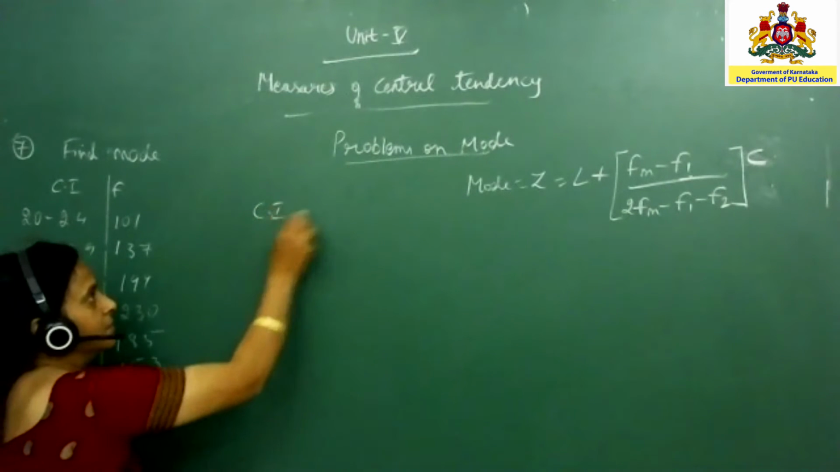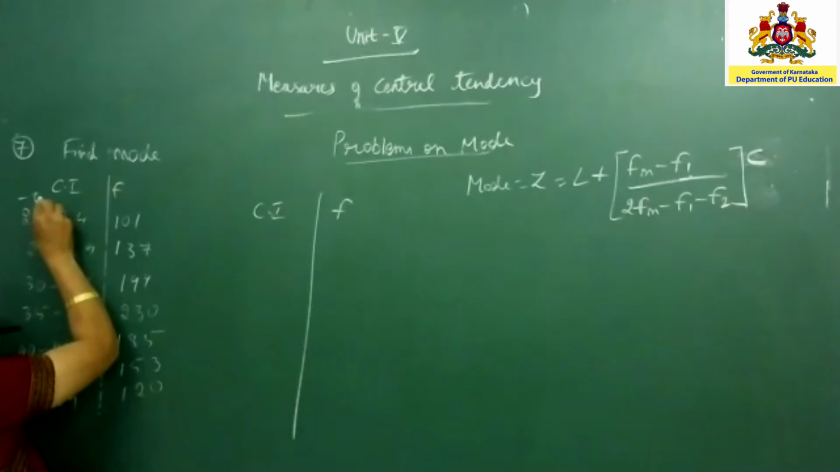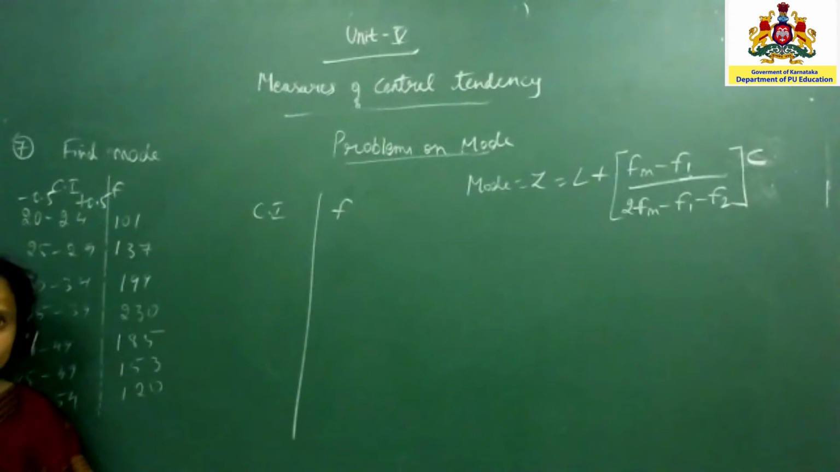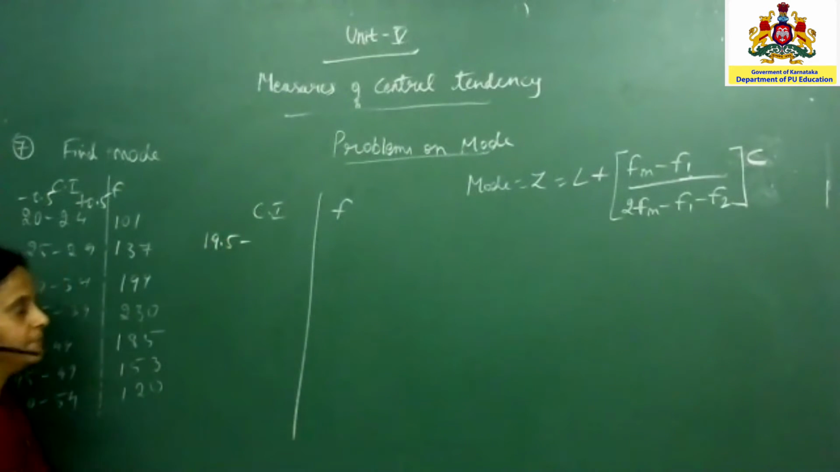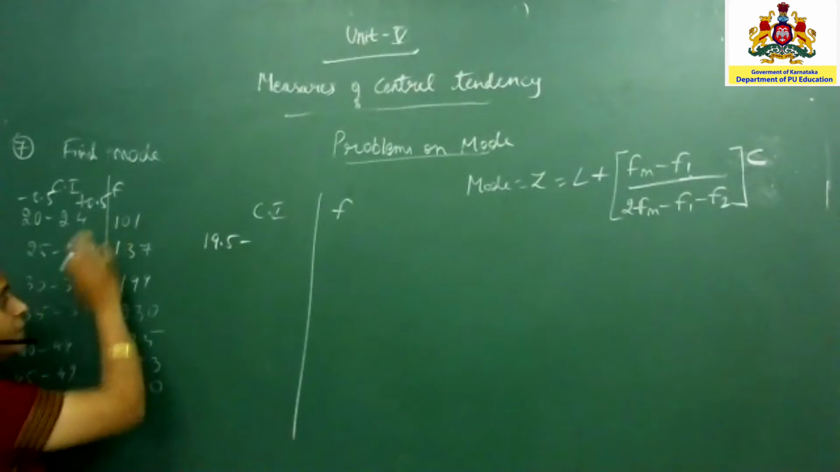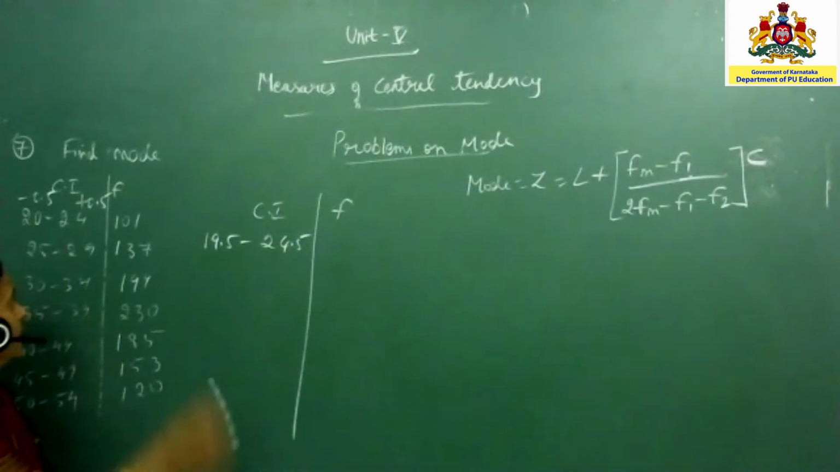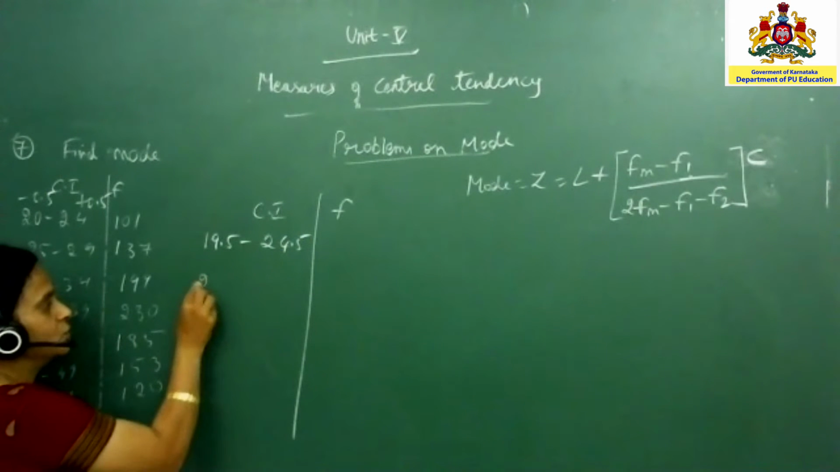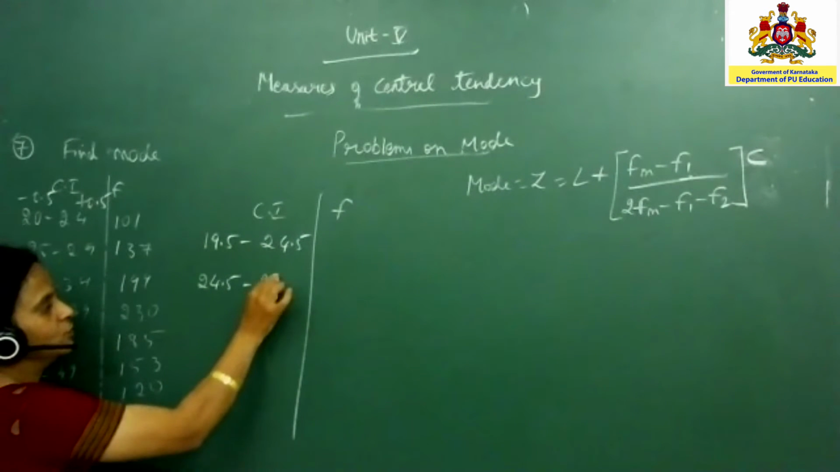So to convert, I'll start with the class interval and frequency for the solution. For all the lower limits, you subtract 0.5, and for all the upper limits, you add 0.5. That 0.5 is the correction factor. So 20 minus 0.5 gives 19.5. The upper limit 24 plus 0.5 gives 24.5. Next, 25 is the lower limit, so 25 minus 0.5 gives 24.5, and up to 29 plus 0.5 gives 29.5.